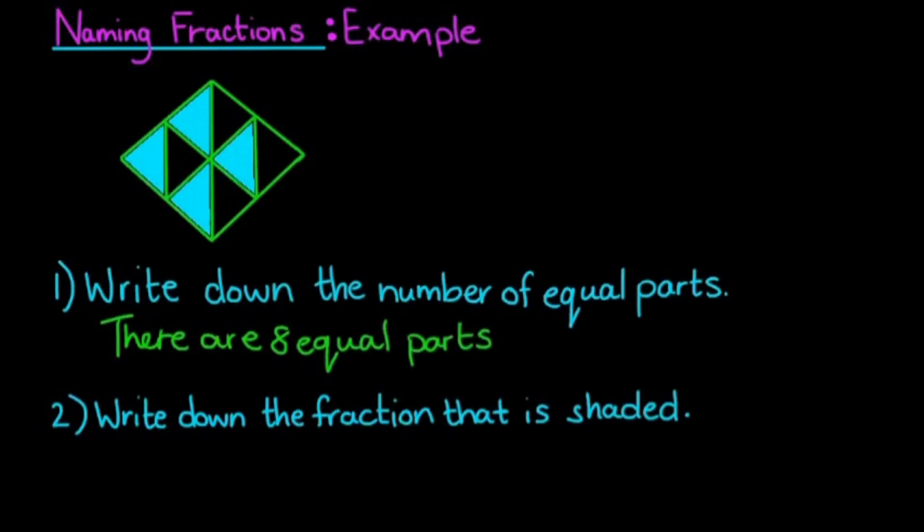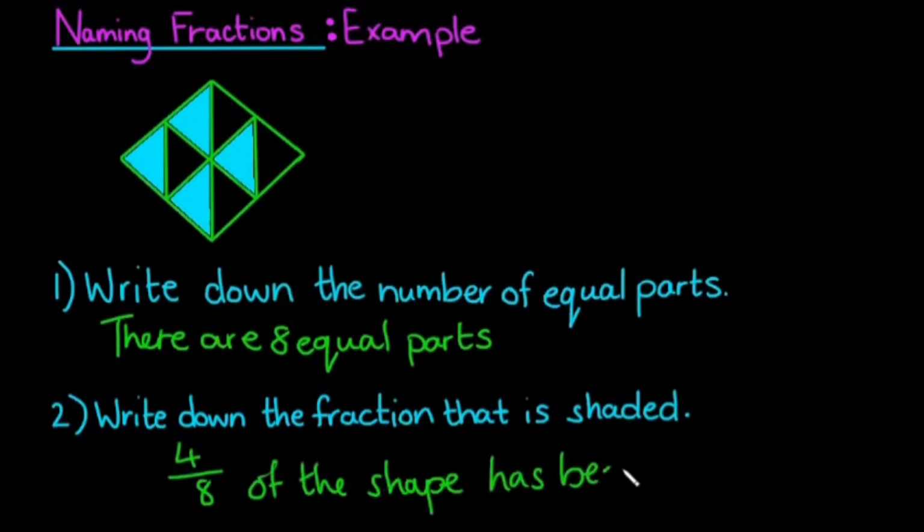And out of that 8 equal parts, we can see that 4 of them have been shaded, which leads us to the next question, which we need to write down the fraction of the shape that is shaded. So we will be able to say that 4/8 of the shape has been shaded.